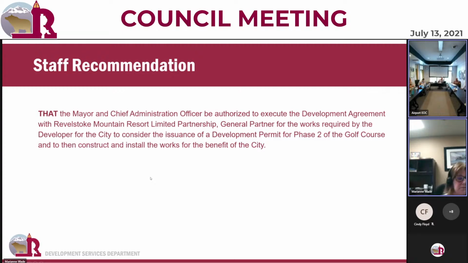So what staff is asking today is that the mayor and the chief administration officer be authorized to execute the development agreement with Revelstoke Mountain Resort Limited Partnership, general partner, for the works required by the developer for the city to consider the issuance of a development permit for phase 2 of the golf course and then to construct and install the works for the benefit of the city. This is the same resolution we had before you for phase 1 of the development of the golf course as well, and that development agreement. So I'm happy to answer any questions that you may have.